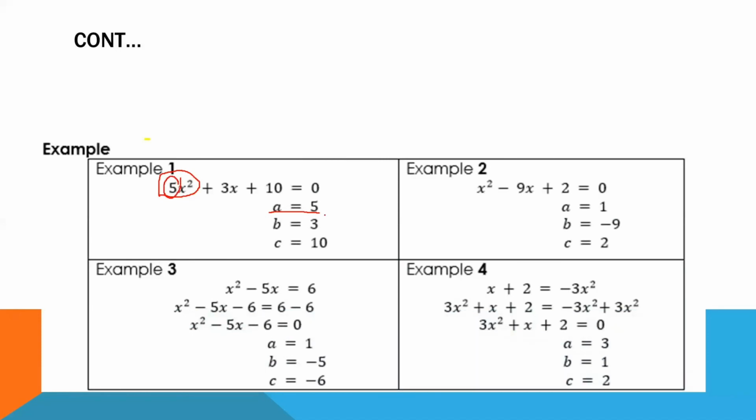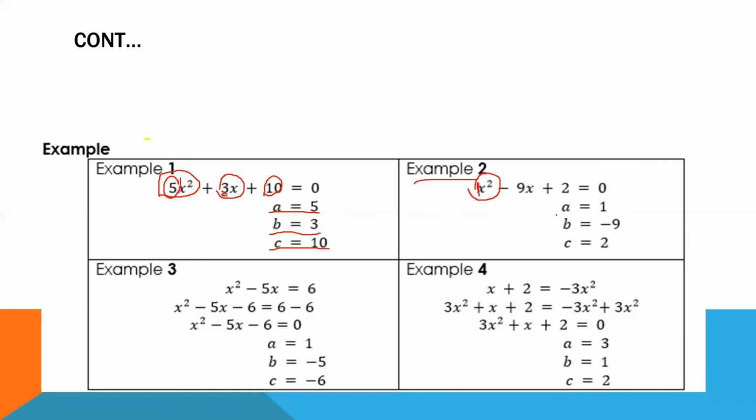Take note, we include the sign. You'll see later. Our B is taken from the coefficient of our linear term, which is 3. And then our constant term is just the one without a variable, which is 10. Now, let's proceed to example number 2. Our real number A is found in the quadratic term. Since there is no number there, it is automatically 1. Therefore, real number A is equal to 1.